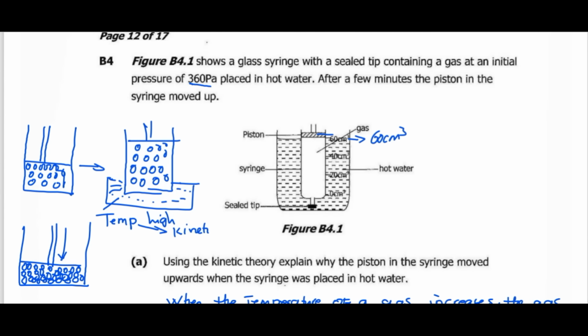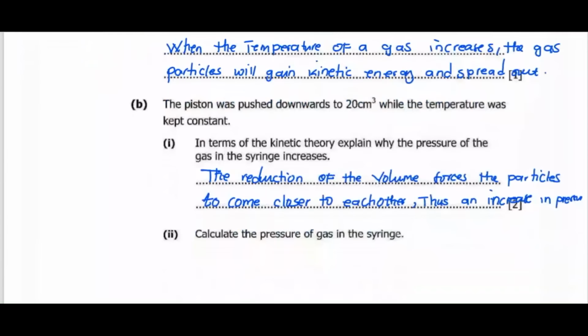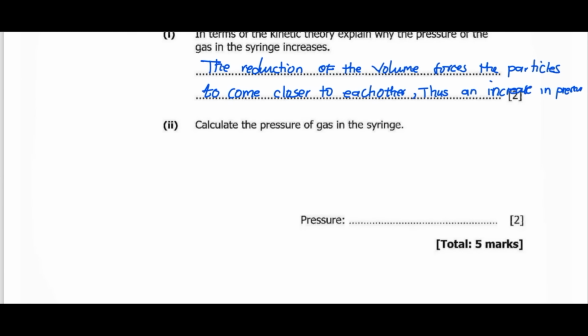Now, after this piston has been pushed to 20, what is the pressure? We know that if we push this piston to 20 cubic centimeters, the particles will come very close to each other. As a result, the pressure will increase. So here we are expecting a number greater than 360. How can we find this, and which law are we looking at? This is Boyle's law.